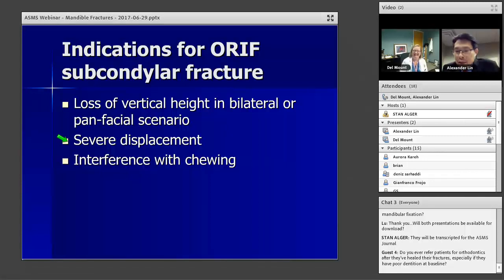Do you ever refer patients for orthodontics after they've healed their fractures, especially if they have poor dentition at baseline? Oh, yes, definitely. But if they have poor dentition, I don't know that the orthodontist is going to touch them, because to really get a good orthodontic result, you actually have to brush your teeth. Right. So, do we refer them to other specialists to handle their dental needs? Yeah, absolutely. Thanks for the question.